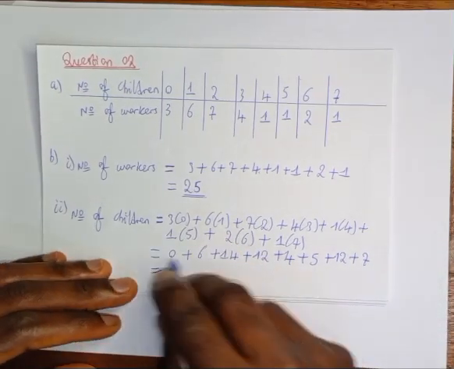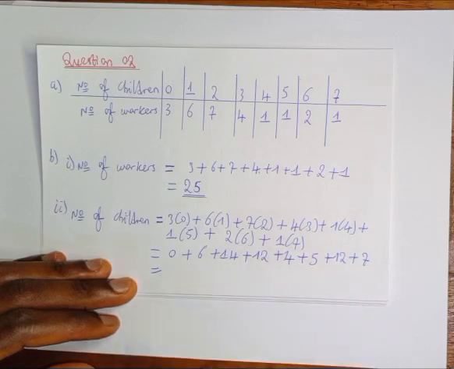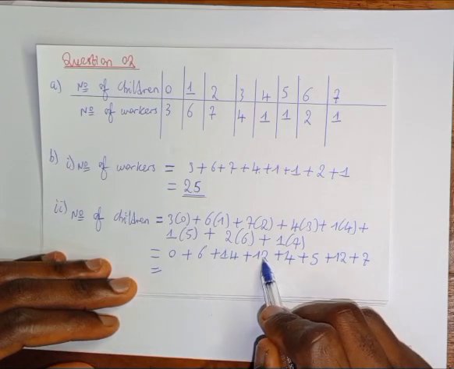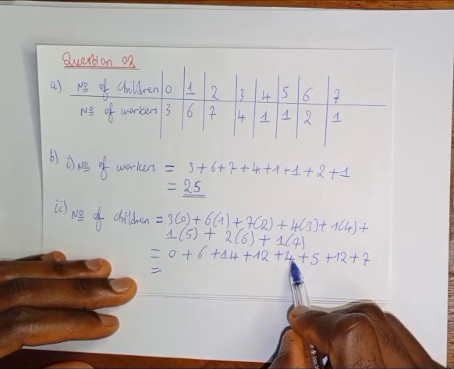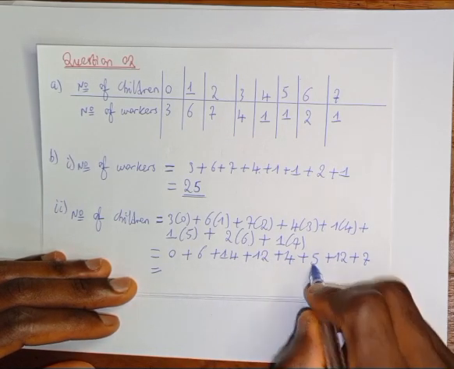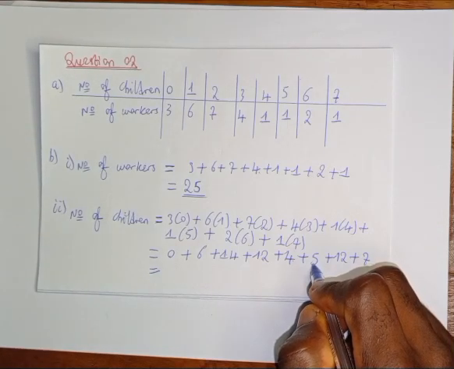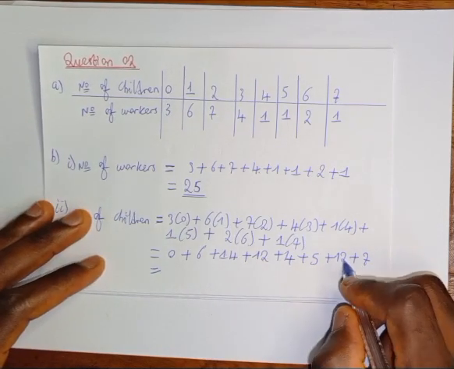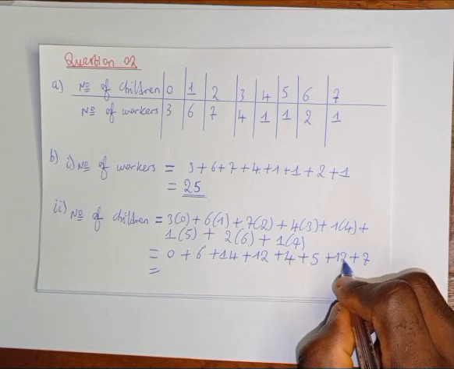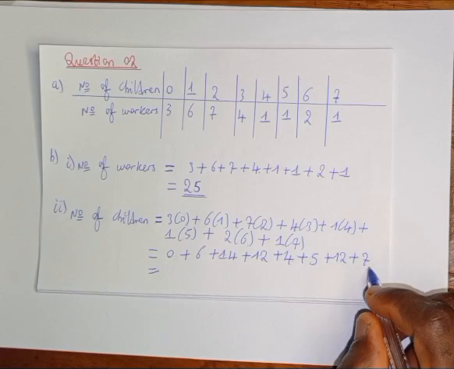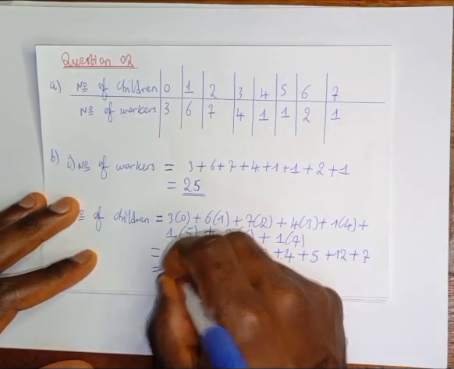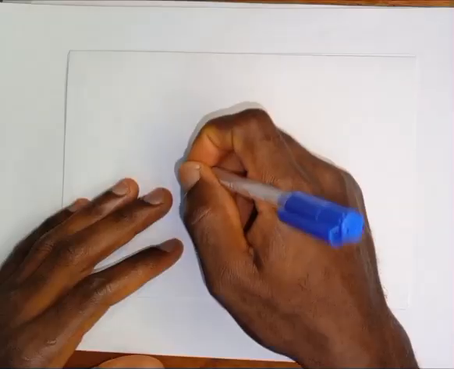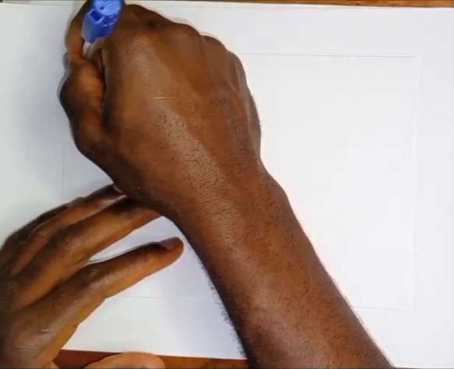And this will be equal to 0 plus 6 gives 6, 6 plus 14 gives 20, 20 plus 12 gives us 32, 32 plus 4 gives us 36, 36 plus 5 gives us 41, 41 plus 12 gives us 53, 53 plus 7 gives us 60. In total, there are 60 children. We go to 3i.